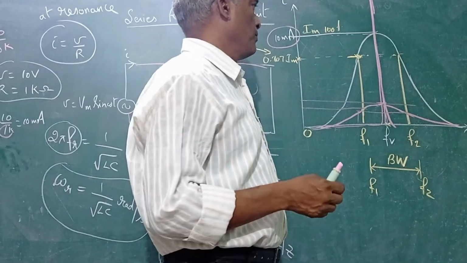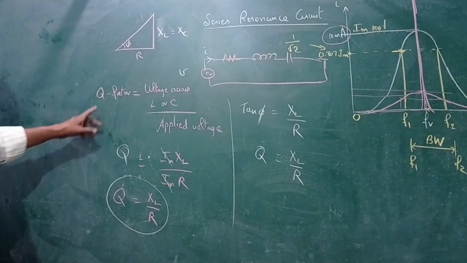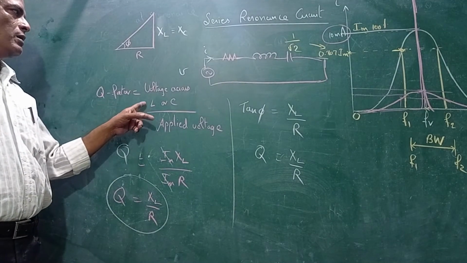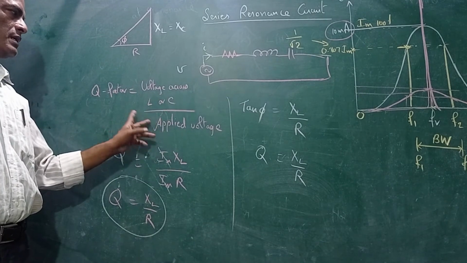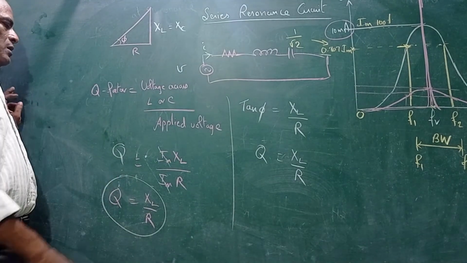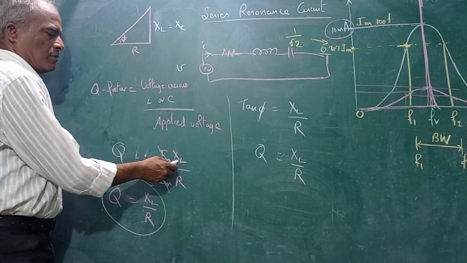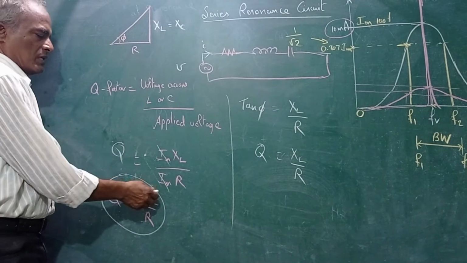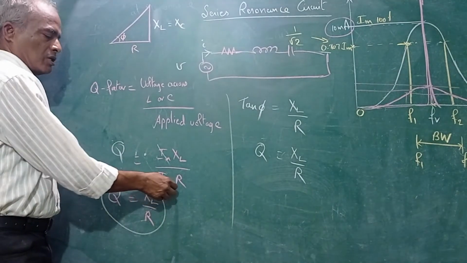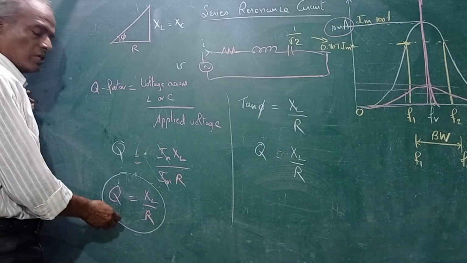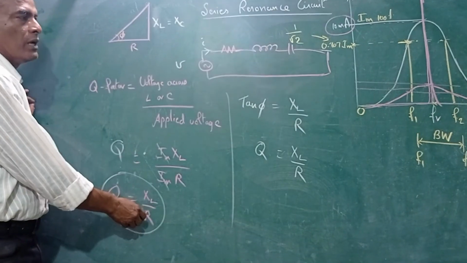So the quality factor is given by voltage across L or C divided by applied voltage. Now the voltage across L is Im into XL, divided by applied voltage, which is Im into R, maximum current into R. Im gets cancelled, therefore quality factor is equal to XL by R.